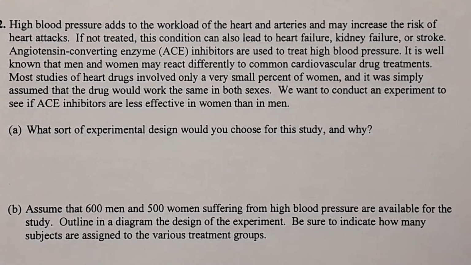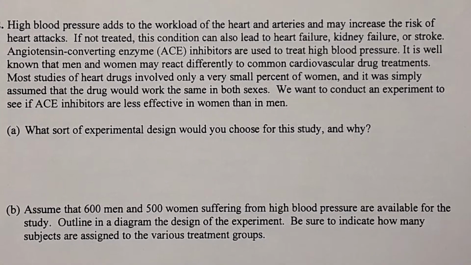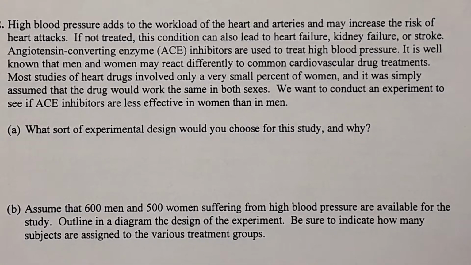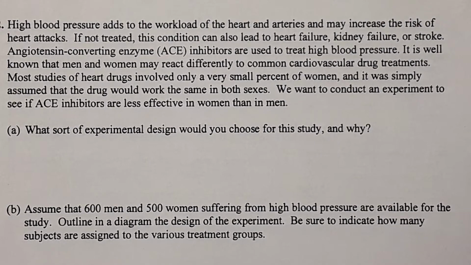Part B is: assume that 600 men and 500 women suffering from high blood pressure are available for the study. Outline in a diagram the design of the experiment. Be sure to indicate how many subjects are assigned to the various treatment groups. So if you could do this for me right now, that would be great.